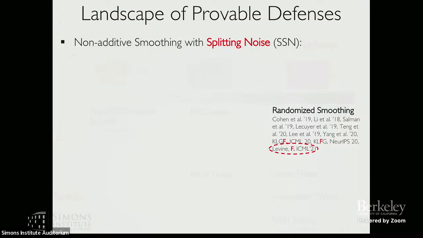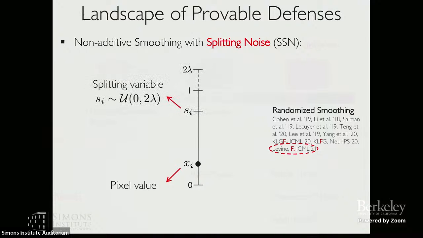So first, let me explain the noise distribution with an example. Suppose you have a pixel value between 0 and 1. Before, I was just adding Gaussian noise to this X, right? So that's why I'm saying it is additive. Now I want to do some non-additive smoothing. What I'm going to do is first generate a splitting variable uniformly between 0 and 2 lambda. That's my splitting variable. And then depending on which interval this xi falls in, I'm going to map it to the center of that interval. Basically, I'm adding some quantization noise to X, where the quantization level is drawn uniformly at random from an interval between 0 and 2 lambda. Very simple noise that we're adding.